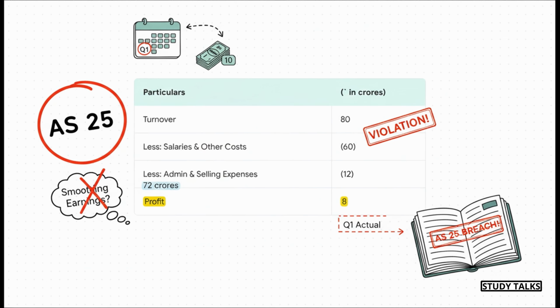Based on everything we've just learned, can they do that? Of course not. Those are routine costs incurred in Q1. They have to be recognized in Q1. The attempt to defer them is a clear violation of AS25. The correct profit is 8 crores, not the inflated number the company wanted to show.